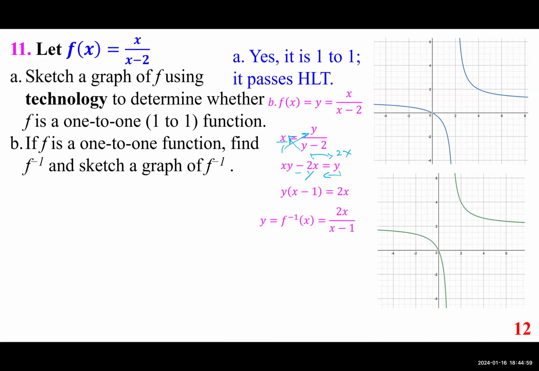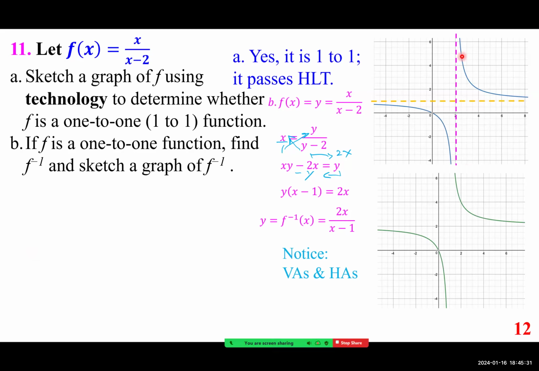And you can graph it again using technology. So notice a few interesting things. Vertical asymptotes and horizontal asymptotes. We draw this. We draw this. So vertical asymptote, horizontal asymptote.